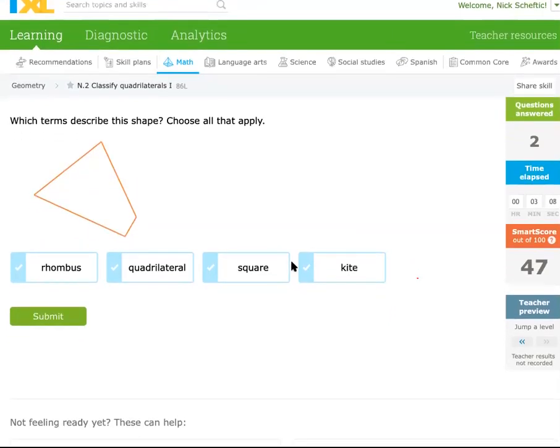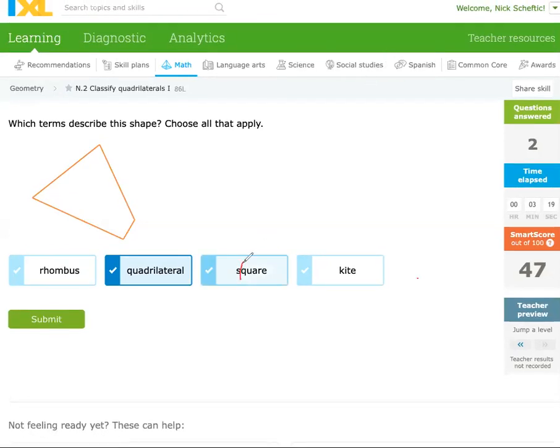All right, let's look at this next image. It's got four sides, so it's going to be a quadrilateral. No, it's not going to be a square, so let's mark out the square. Kite, a quadrilateral with two pairs of sides that are congruent and adjacent? No, it doesn't work. Rhombus, a parallelogram with four sides that are congruent? No, so this is just going to be considered a quadrilateral.